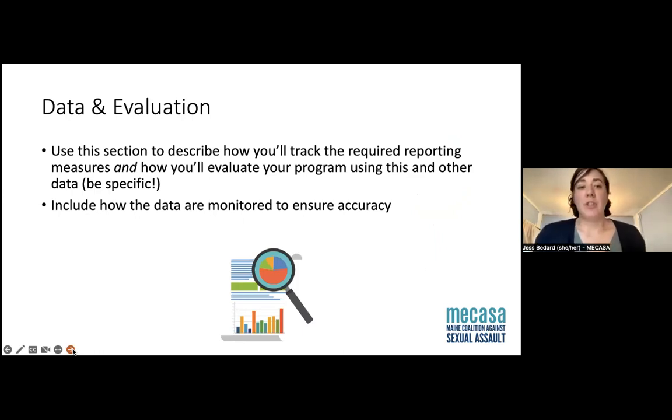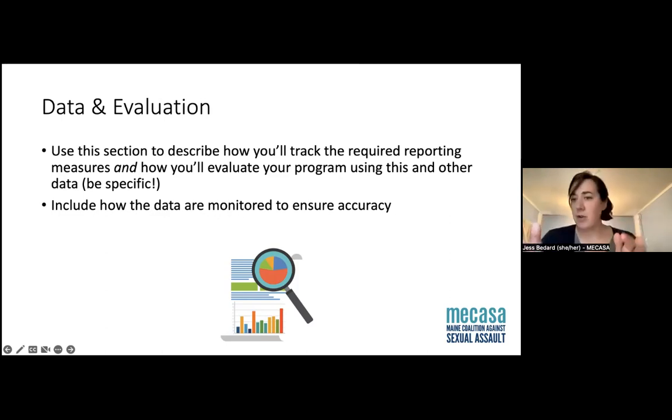Data and evaluation. So this is where you're going to want to describe how you're going to track the required data that's part of your reporting for the grant, and that'll be outlined in the solicitation itself. But you also want to make sure you're reflecting on how you're going to evaluate the program that you're outlining itself. So how are you actually going to figure out the outcome, right? Did it meet the goals that you're hoping to meet? Because the required data that it's going to ask you to track is really not outcome-based, right? It's output-based. It's going to ask you the number of people served, by which demographics, by which victimization.